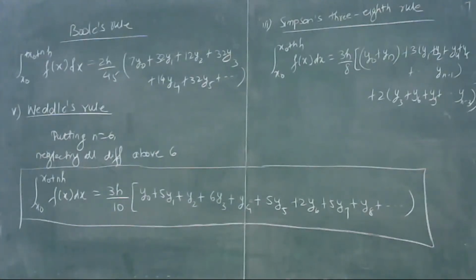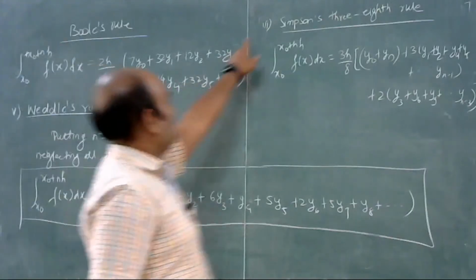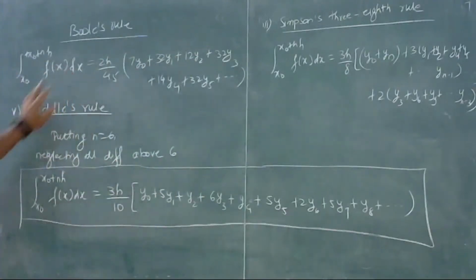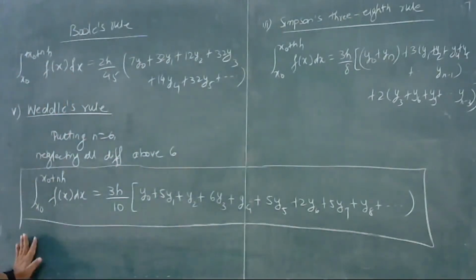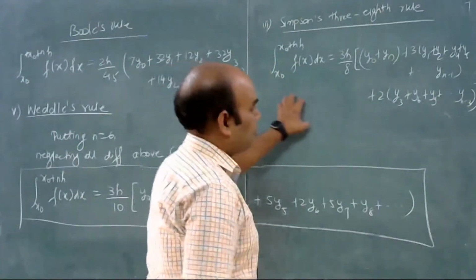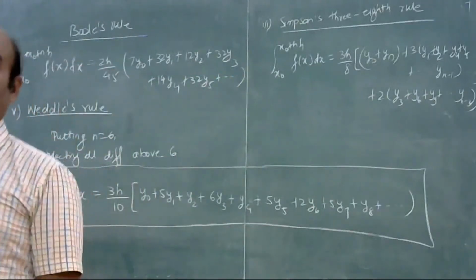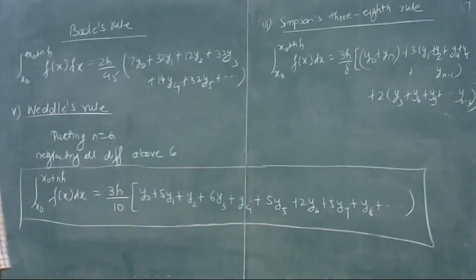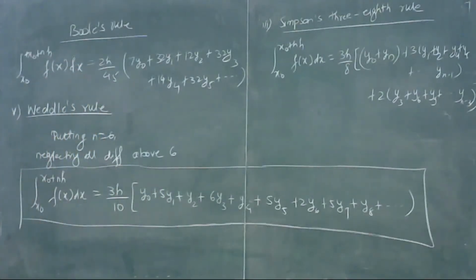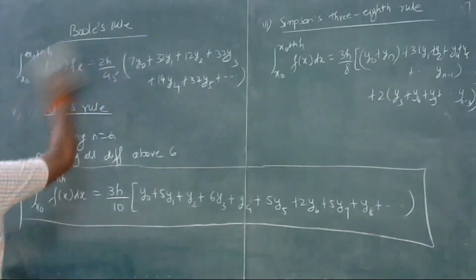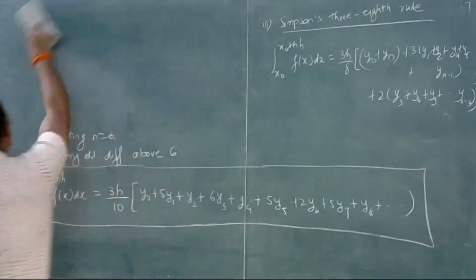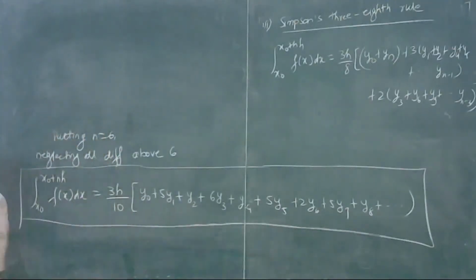So this is Simpson's 3/8 rule, this is Boole's rule, and this is Weddle's. And we have derived Simpson's 1/3 rule and the Trapezoidal rule earlier. So you have to remember all these 5 rules, because in the exam any of the 5 rules can be asked. So start with the first numerical. This is very simple. You have to remember this formula only.